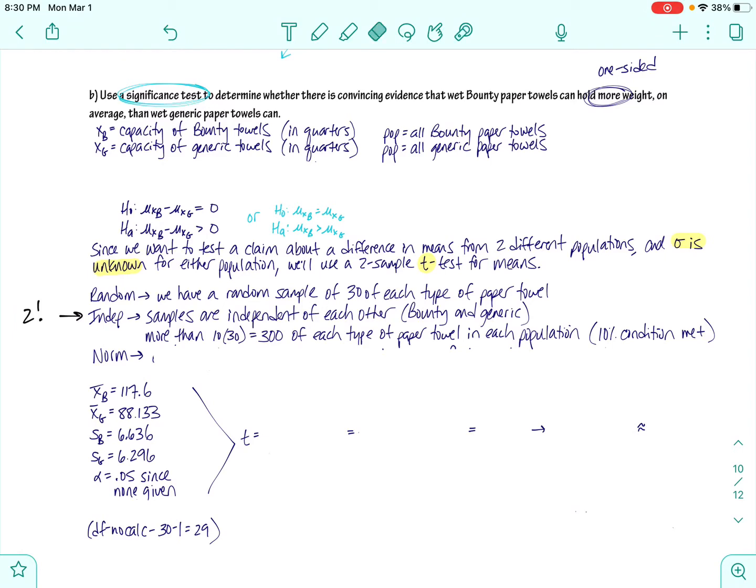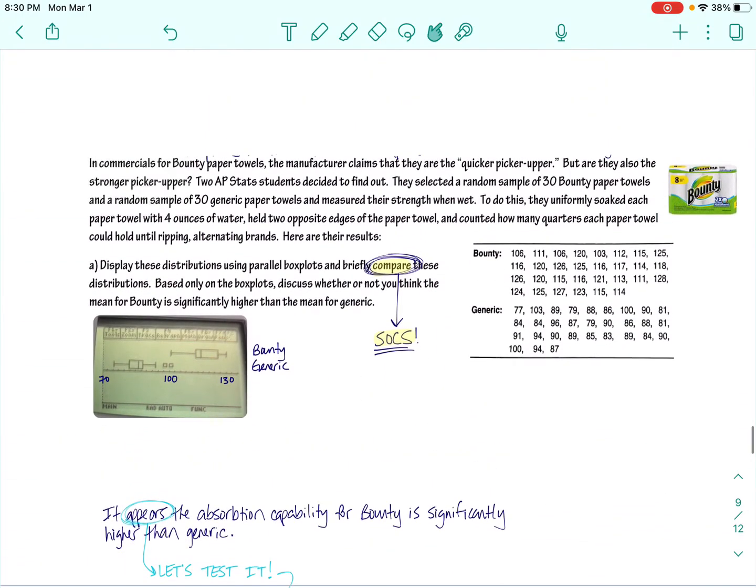The normal condition. Okay, so for normality, what we check first of all is np and n(1 minus p), but wait, we don't have p's. Okay, so problem number 2 is we look in the wording of the question. If it's a means problem and we think to ourselves, does it say anywhere that the distribution of the number of quarters that each paper towel can hold is normal? It doesn't say that anywhere up here, dang it.